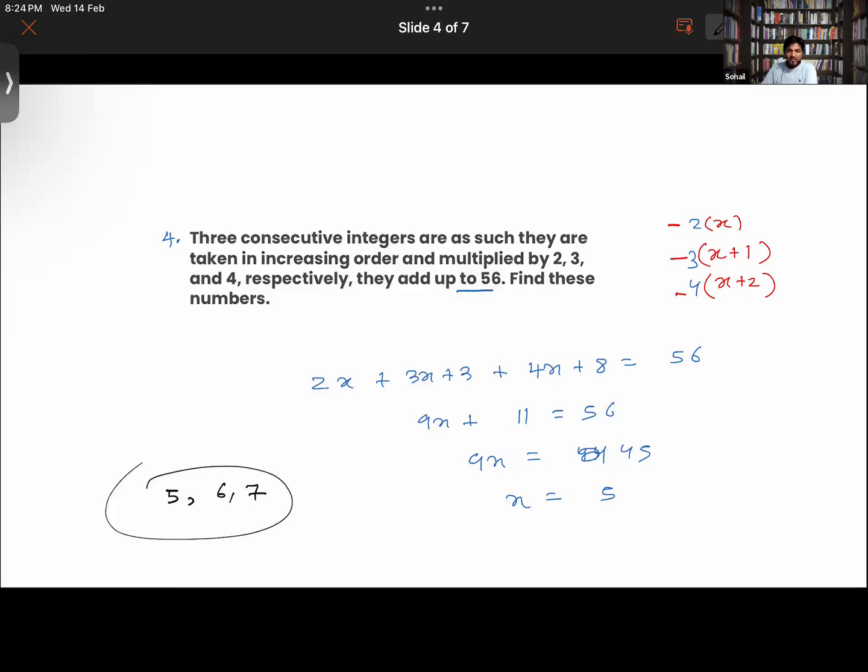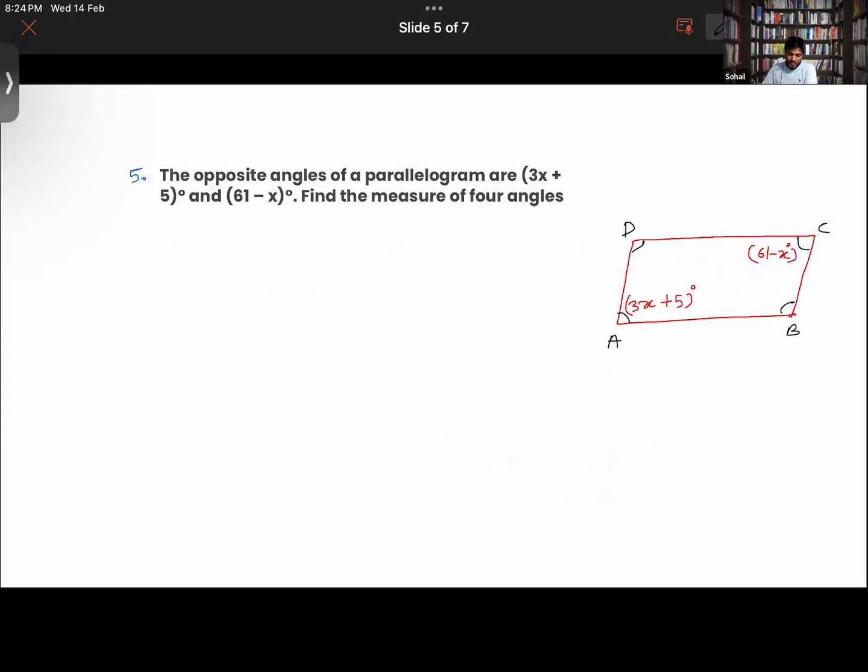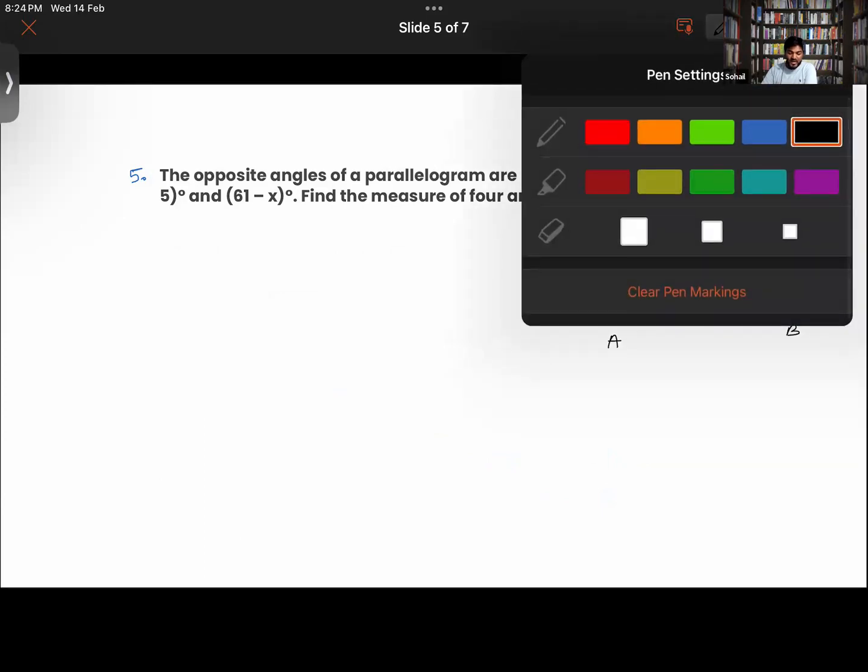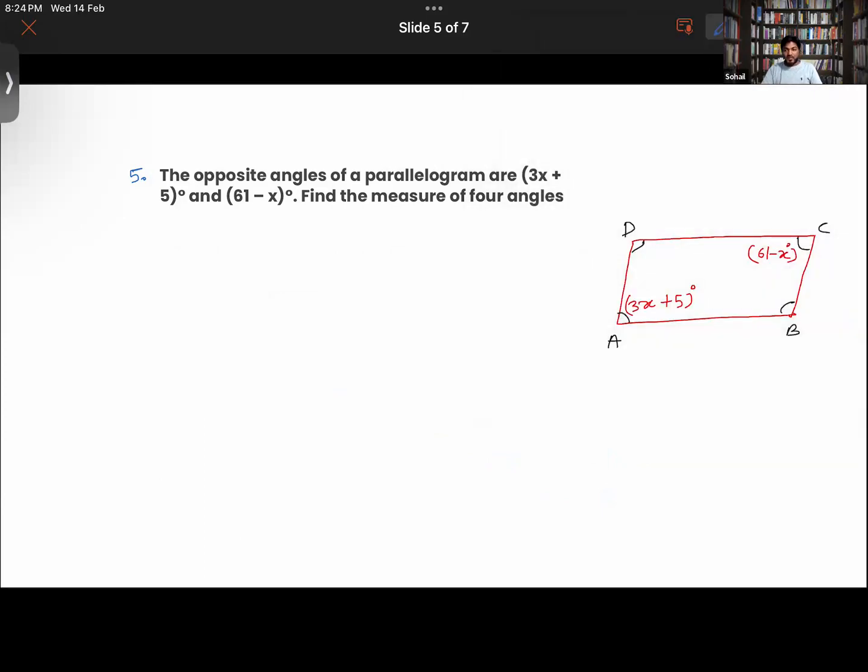Anyone who got the same values? Arham, you got, no? Okay, good. Now looking at question number 5, first of all, you guys tell your answers to me. So 47, 47, and 133 and 133. Same, sir. Okay, same.